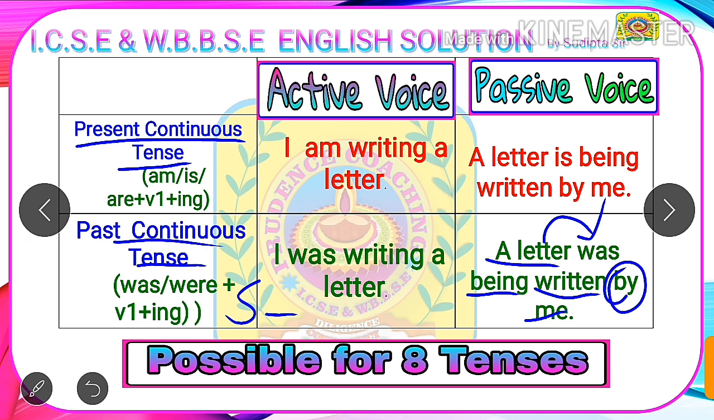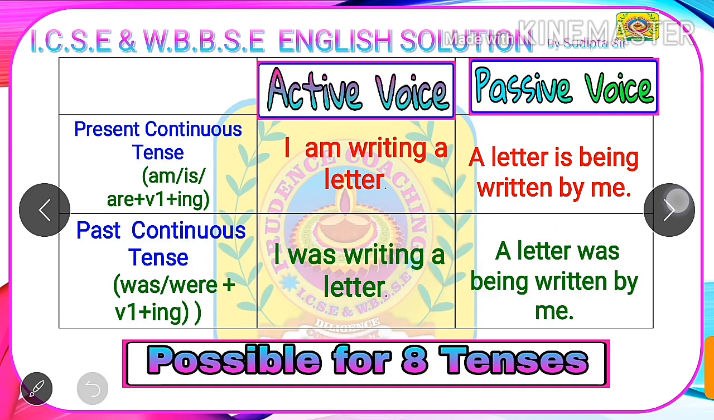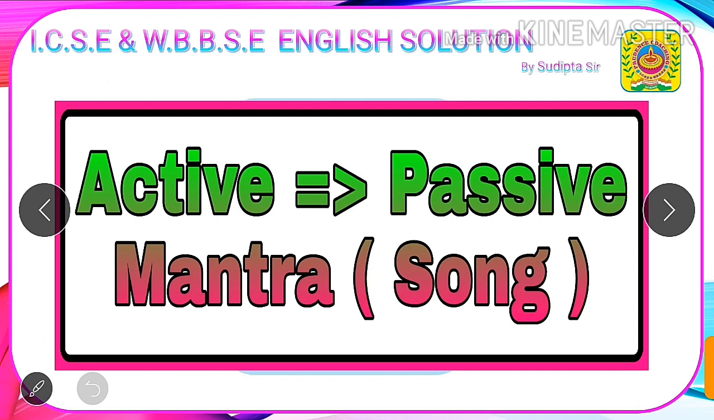Students, you must know that we can change active to passive only for 8 tenses, not for all 12 tenses. As I said, I will be teaching you active passive with a mantra, that is a song. So we will start with the song in the next video, and we will continue with the active voice given in imperative sentence, interrogative sentence, a sentence where you will find two objects, and a sentence where you will find a preposition along with the verb given in the active voice, which we need to change to passive.